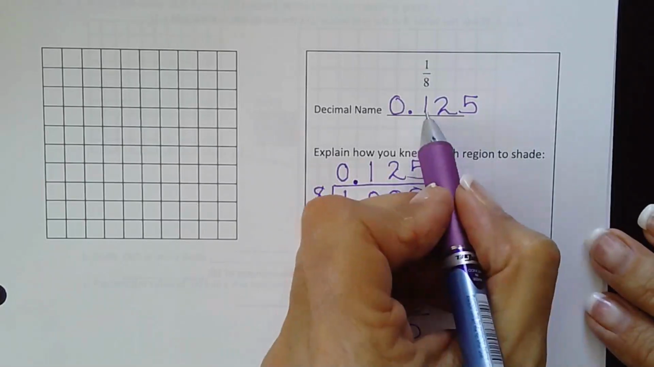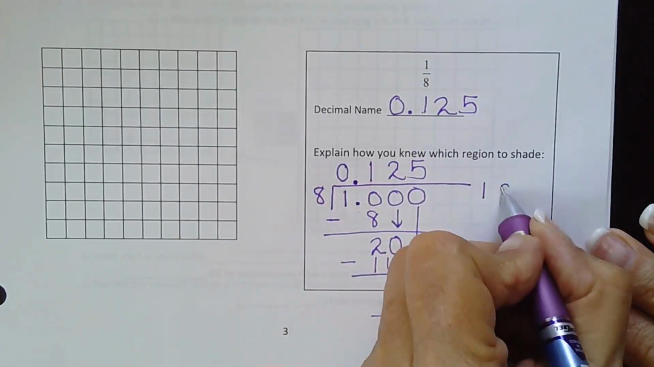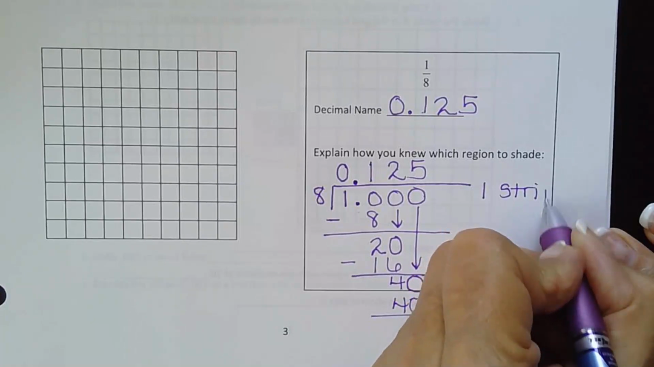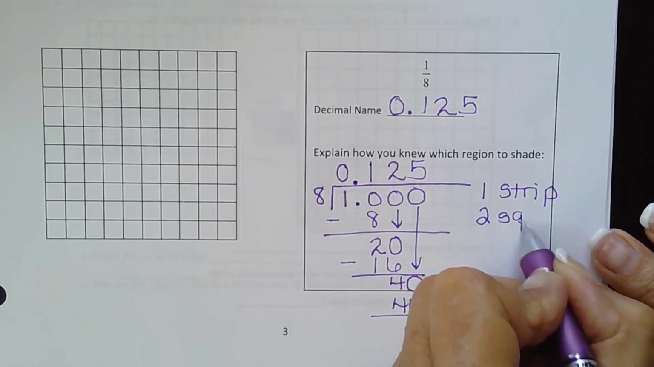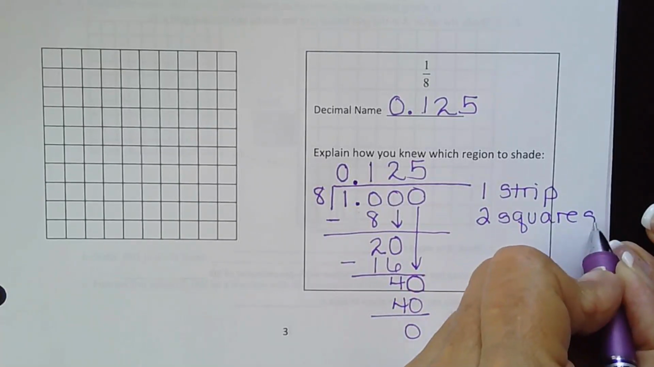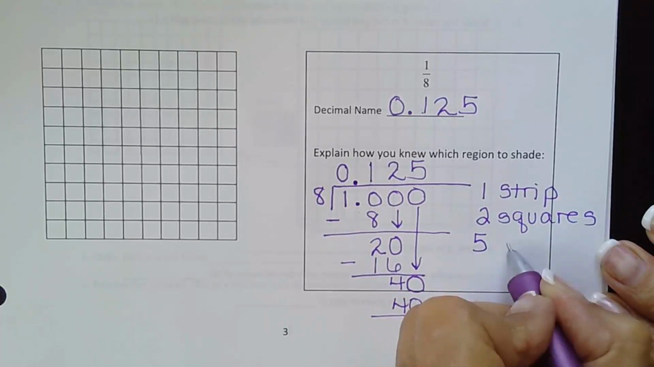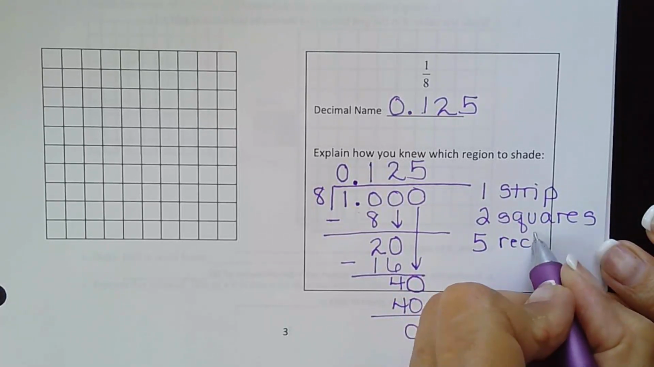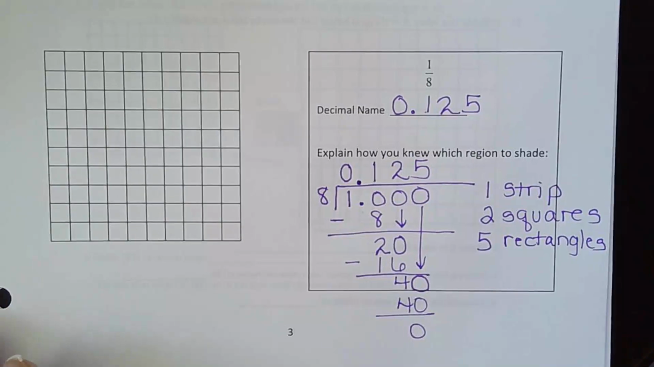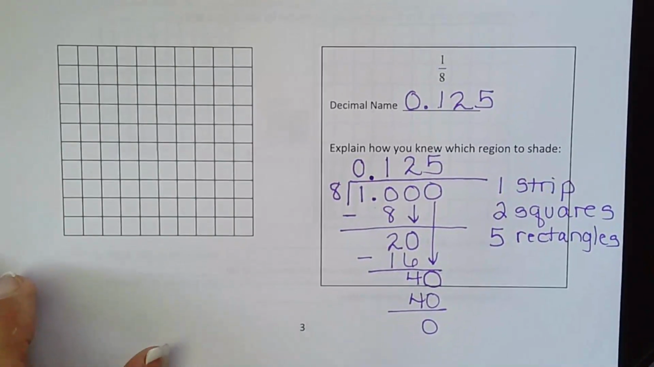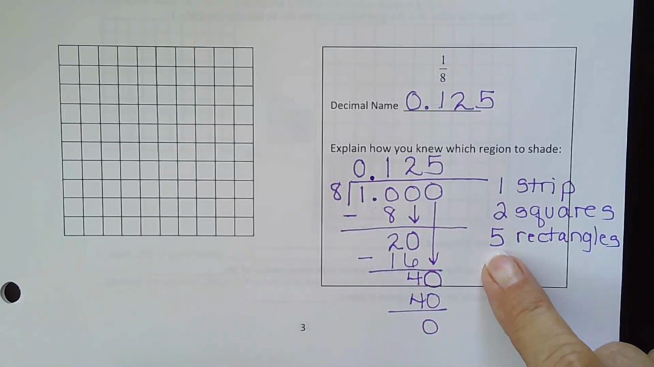So that's going to be 1 is in the tenths place, 1 strip. 2 is in the hundredths place, so 2 squares. And then 5 rectangles. And think about thousandths place. It has 10 rectangles, so that means in the thousandths place do half of the thousands, because you're going to shade in 5 out of the 10. And you have to know this for the next part.